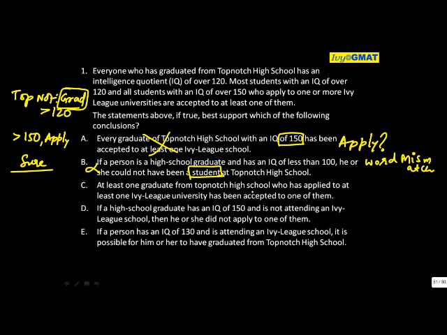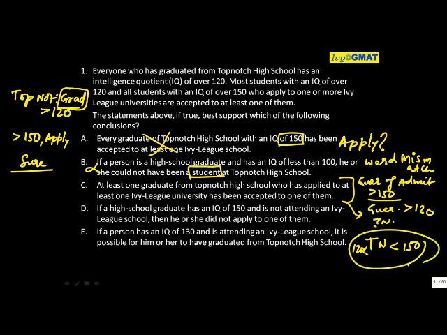Option C is at least one graduate who has applied to at least one Ivy League university has been accepted to. What is the guarantee of admit? More than 150. Whereas the guarantee from top notch is only what? So it is possible in theory that all top notch people are between 120 and 150. Then option C becomes totally wrong. Suppose everyone from top notch is between 120 and 150, then option C does not hold.